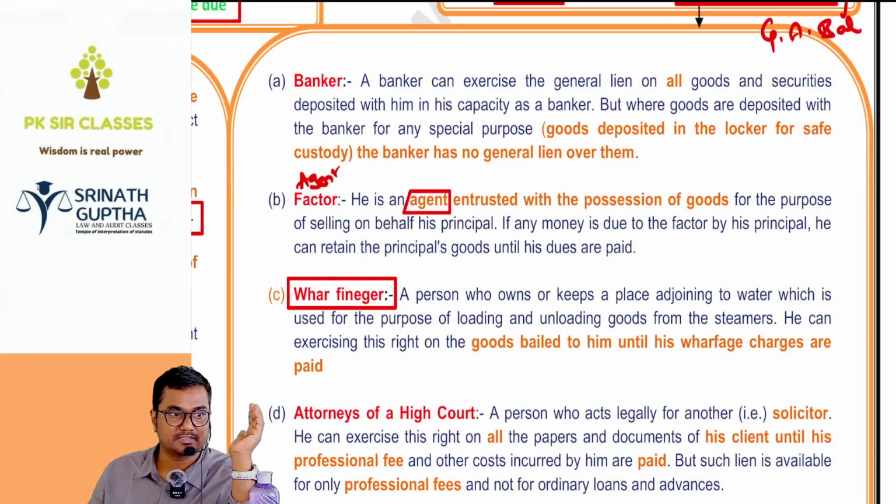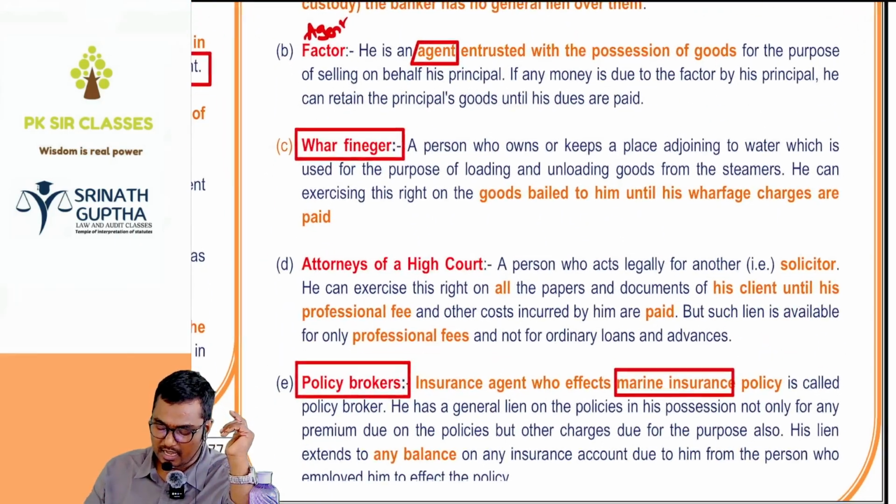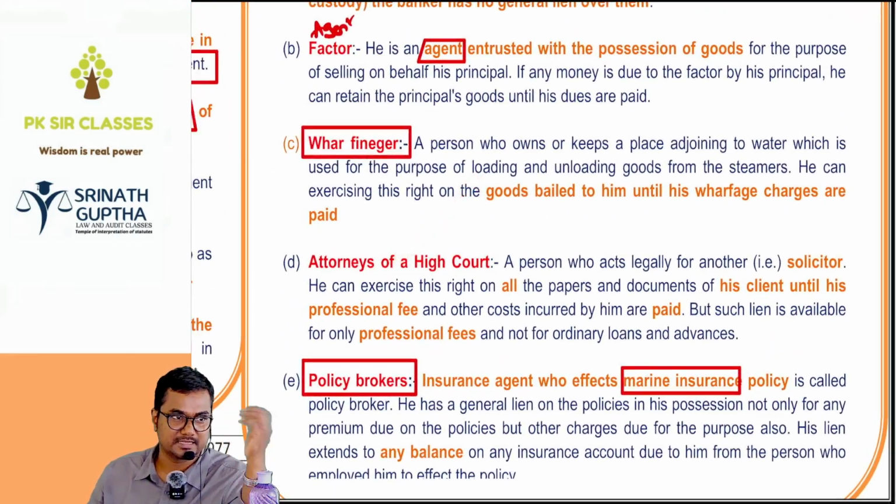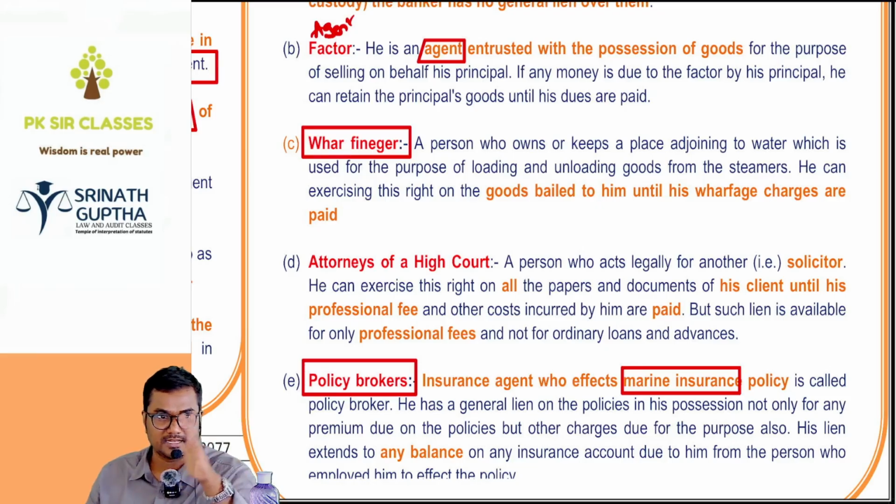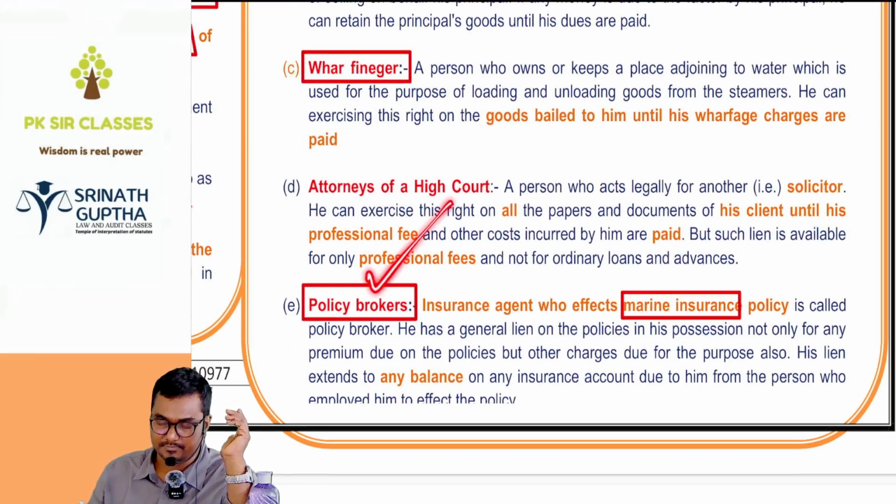Wharfinger is the warehouse owner near the seaport. We stored some goods last month and did not pay the rent. Next time I store other goods, the wharfinger owner will say he will not release them unless I pay the rent for the previous goods and these goods. Attorneys of the High Court, that means advocates: an advocate has a right to retain the documents unless we pay the fees for the previous case and this case.